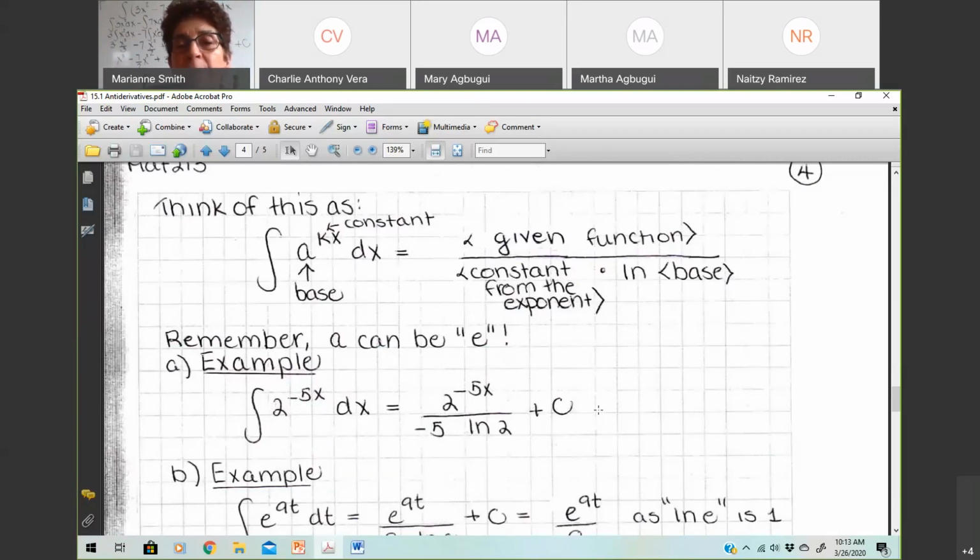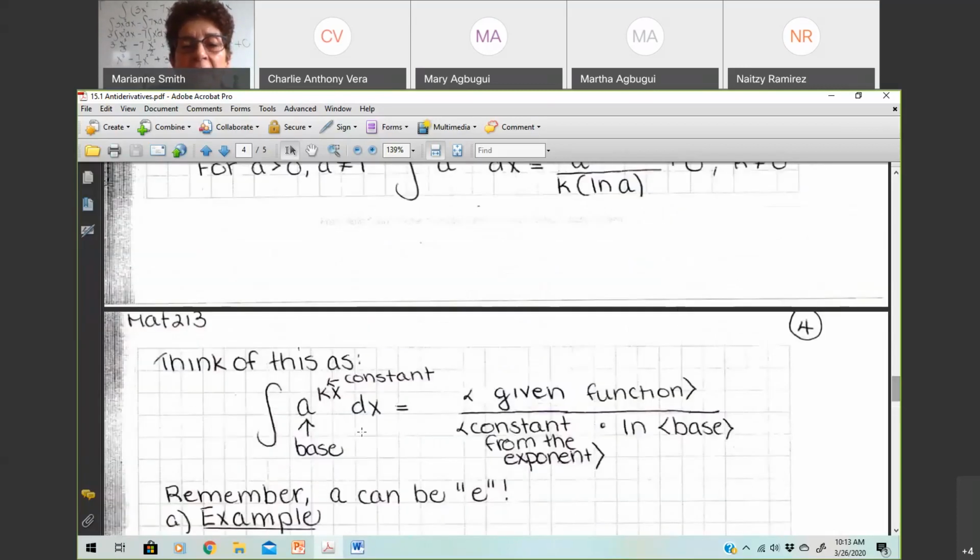You're always going to be able to have an integration cheat sheet. You don't need to memorize these patterns. Okay, you just need to be able to look at something that's exponential and realize, hey, it matches this pattern, given function on top, constant from the exponent times ln of the base on the bottom, and I'm done.